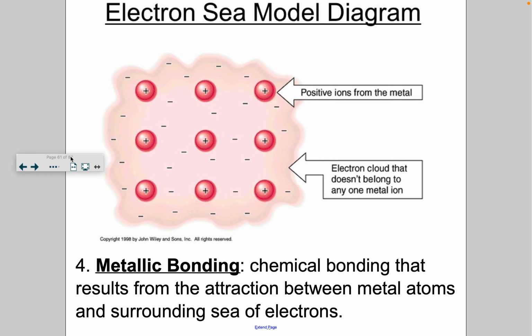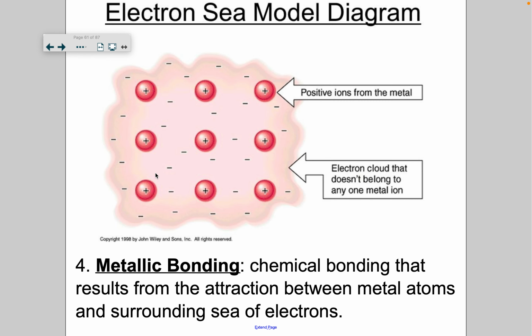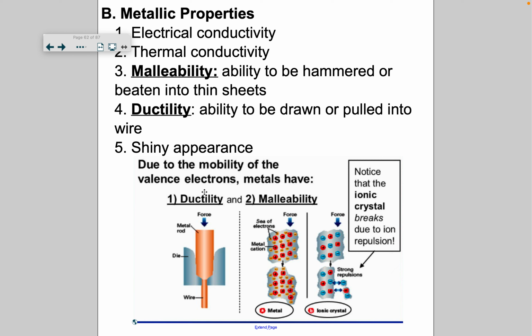So here's another diagram of the electron sea model, and how we have these positive ions from the metals and the electron cloud that doesn't belong to any one metal ion in particular, but is just floating around, with the overlap of those valence, outer energy levels. As a result, we end up with metallic bonding that results from the attraction between these metal atoms and the surrounding sea of electrons. And this goes in all directions. Because of that directionality, we tend to see metals as malleable and ductile.